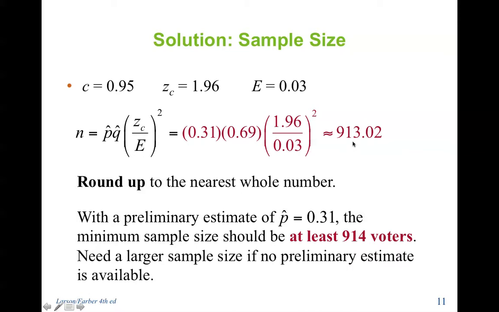Now we have to round up because we're looking for voters. If we do 913, we won't quite get our confidence level that we need. So we have to do at least 0.02 humans. Now we cannot do 0.02 humans, so we have to do at least 914 voters. So we need a larger sample size if no preliminary estimate is available. That's why we use 0.5 and 0.5 for our P and our Q.